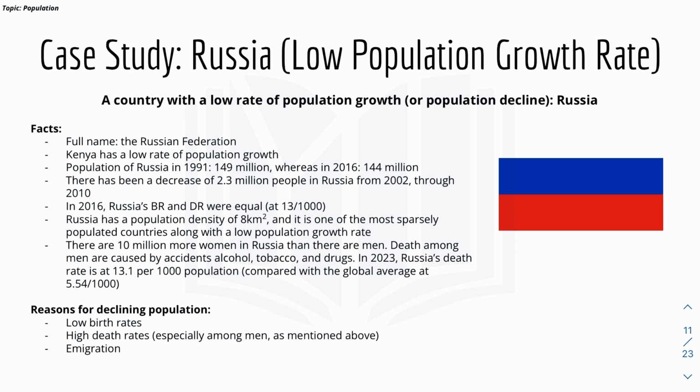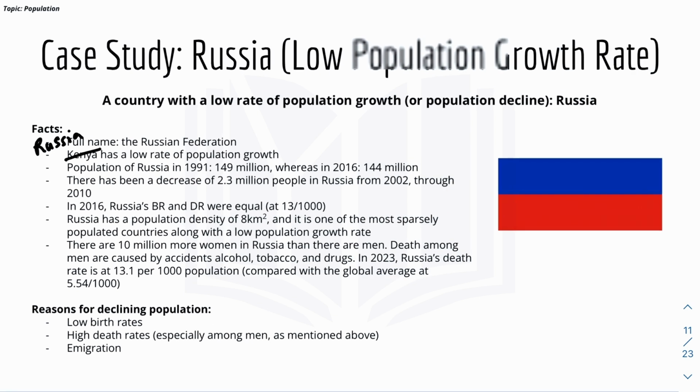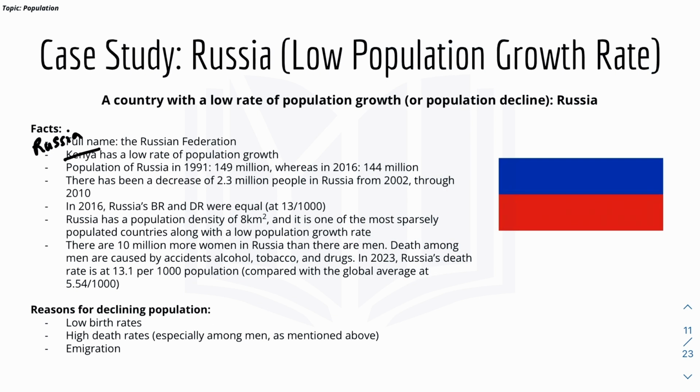And here's another case study, a country with a low rate of population growth, and we'll look into Russia. So here is some information about Russia. For example, the name. Oops, sorry, this is meant to be Russia, not Kenya, sorry. Russia. Yep. So here's the population of Russia in 1991 compared to 2016. As you can see, it's decreasing quite a lot, which we'll go into why in a second.